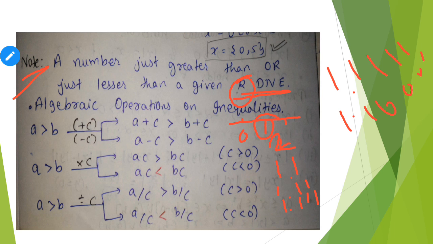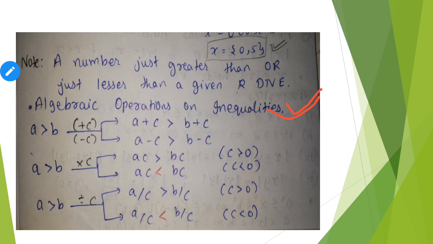So this is a note: we cannot write a just lesser or just greater number on the real line, that is, for real numbers. And now some algebraic operations on inequalities. Whenever it is given that a is greater than b, and there is a constant c, if we add that constant, then the inequality doesn't change. Similarly, if we subtract that constant, then also the inequality doesn't change. Now for a greater than b, if we multiply by a constant c, if c is positive, then the inequality doesn't change, but if c is negative, then the inequality will change.